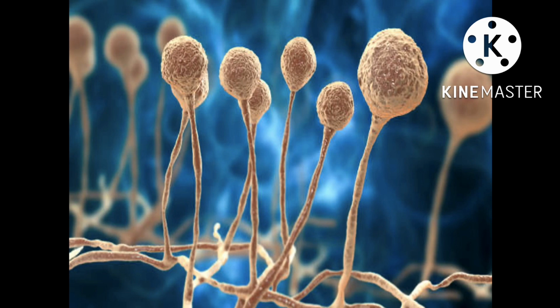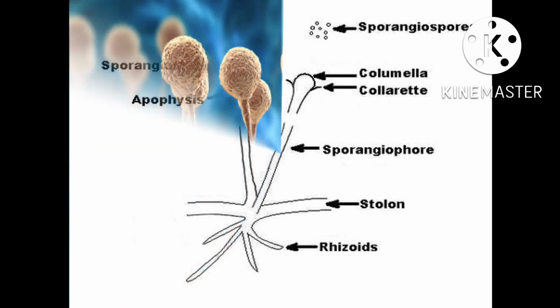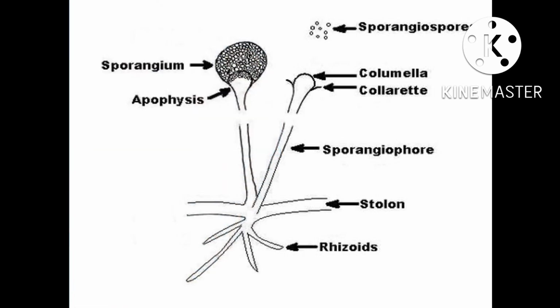Zygomycetes are characterized by the absence of any motile, that means flagellated, body. Asexual reproduction occurs by the formation of thin-walled, non-motile sporangiospores formed by cleavage inside the sporangia. The sporangia are borne at the tip of special hyphae called sporangiophores. So, see here, this is the sporangiophore. On this, sporangiospores are formed by cleavage inside the sporangia.